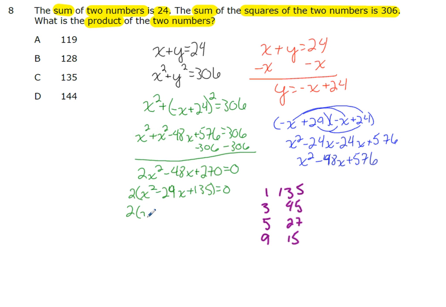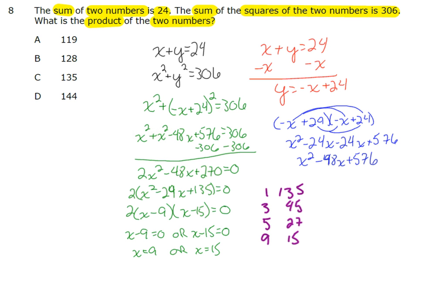So we've got 2 times x, not plus, it's going to be minus. So 2 times (x minus 9) and (x minus 15). The reason why they're both minus is they have to add up to be a negative and multiply together to be a positive. So that means that either x minus 9 is equal to 0 or x minus 15 is equal to 0. So that means either x is equal to 9 or x is equal to 15.